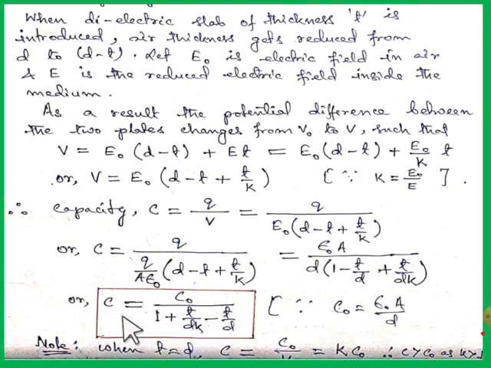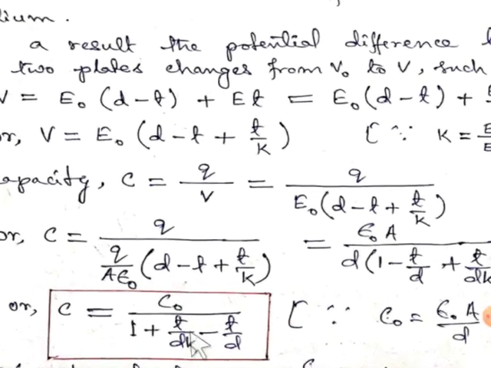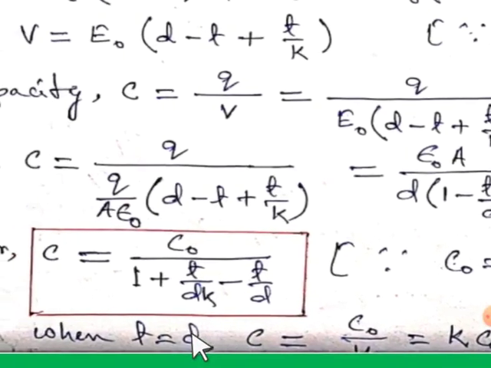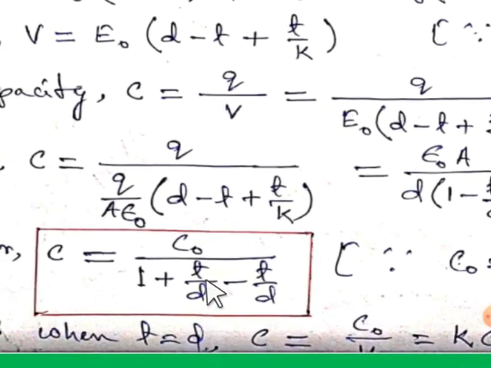And we also know from it that when the thickness of the glass slab is made equal to the distance between the plates, that means when the whole of the space between the two parallel plates is completely filled with that dielectric medium, that means the whole space between the two parallel plates is filled up with a dielectric medium.